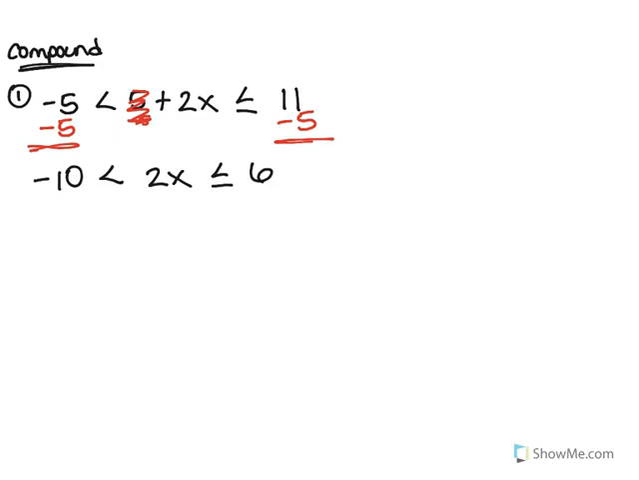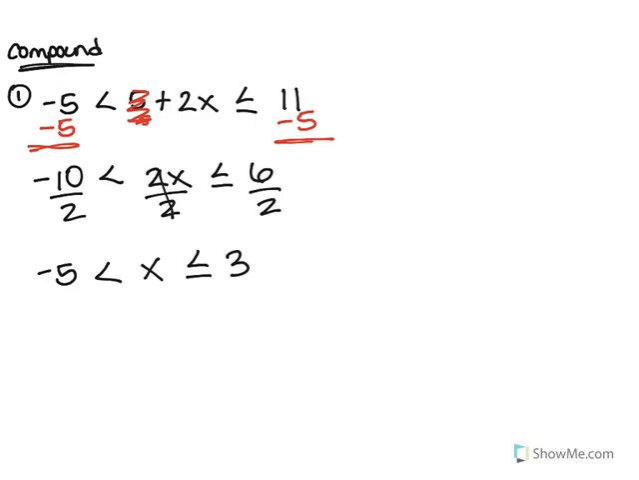Last step. Now what are you going to do to get that 2 off of x? Divide. So you're going to divide everything by 2. Very good. So that gives me negative 5 is less than x is less than or equal to who? 3. Do y'all see that?